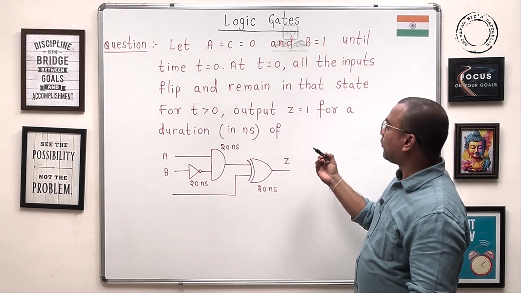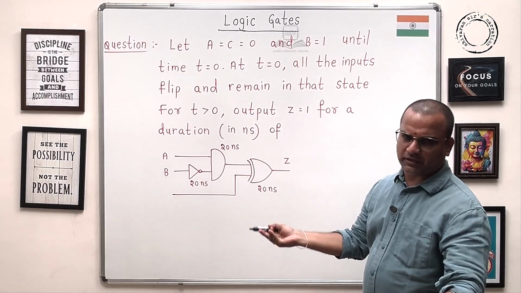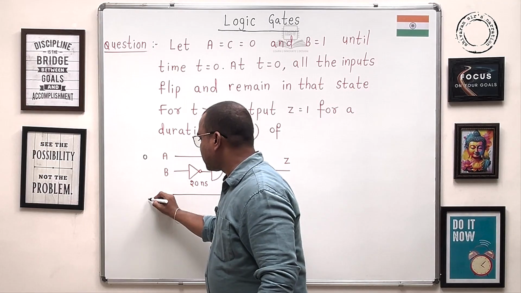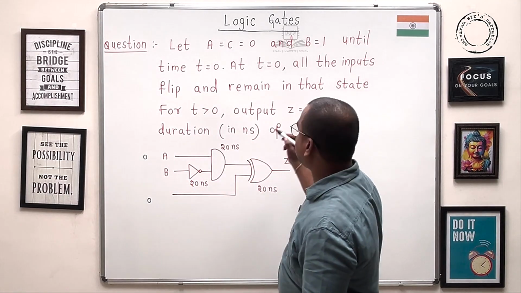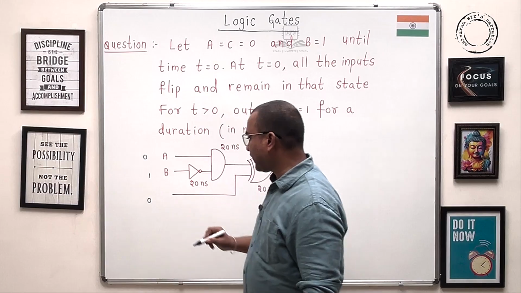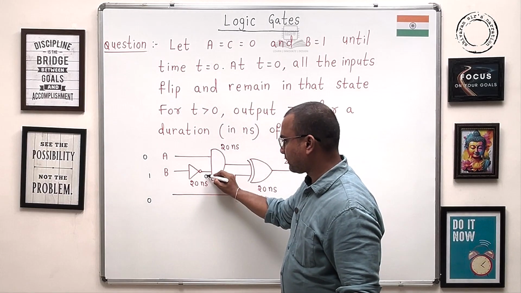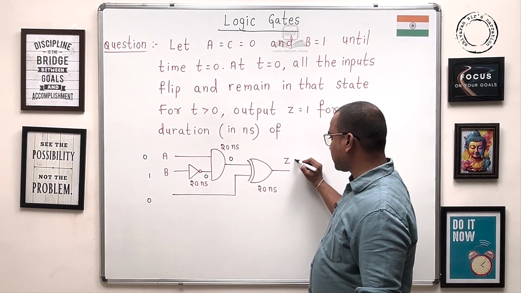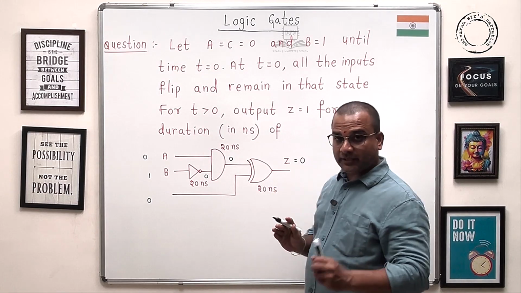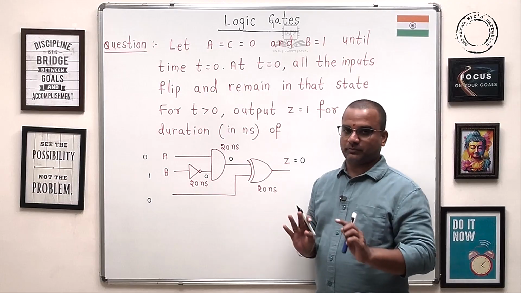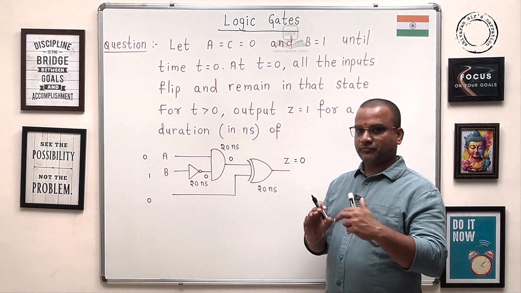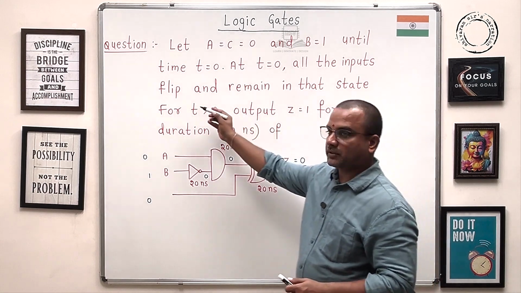Let's take the old case, the previous case, you can say, that is A equals 0, C equals 0 and B equals 1. Therefore guys, this becomes 0. This becomes 0 and again 0, 0. You will get Z equals 0. This is until time t equals 0. Now at t equals 0, they have changed the inputs. They flipped.